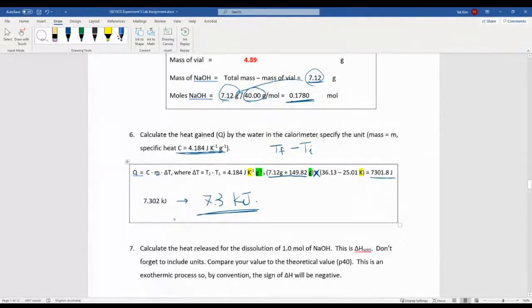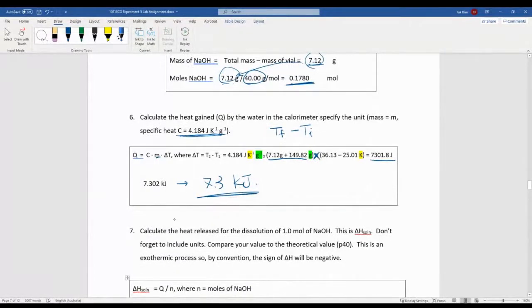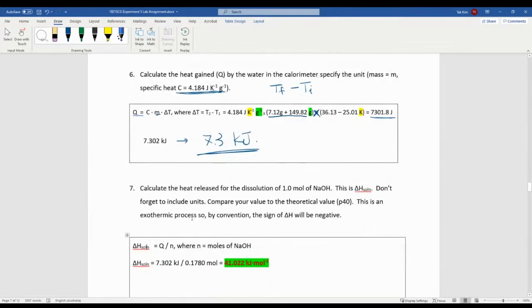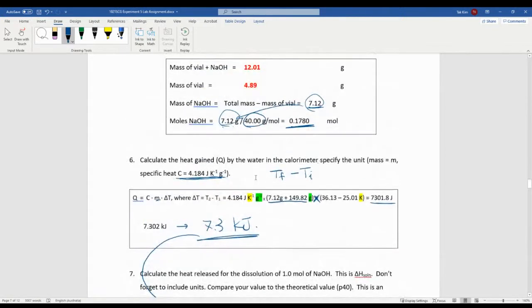Then the next one is asking you to calculate the heat released from the dissociation or dissolution of 1 mole of sodium hydroxide. So you just need to find the change in enthalpy using the heat from your previous calculation, which is over here, and the actual number of moles. Since we did not have exactly 1 mole of sodium hydroxide, we will need to use the number of moles from your calculation, which is right over here, right?